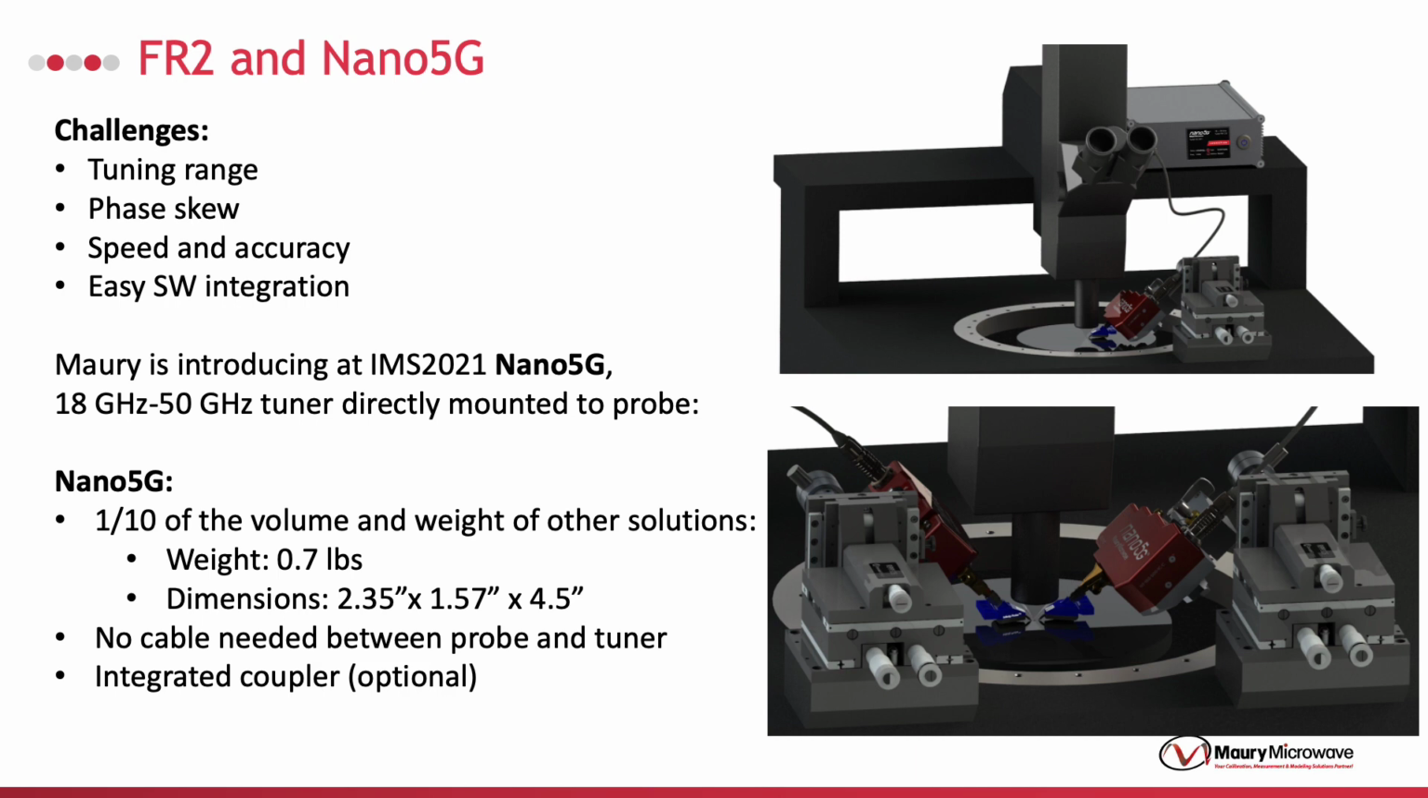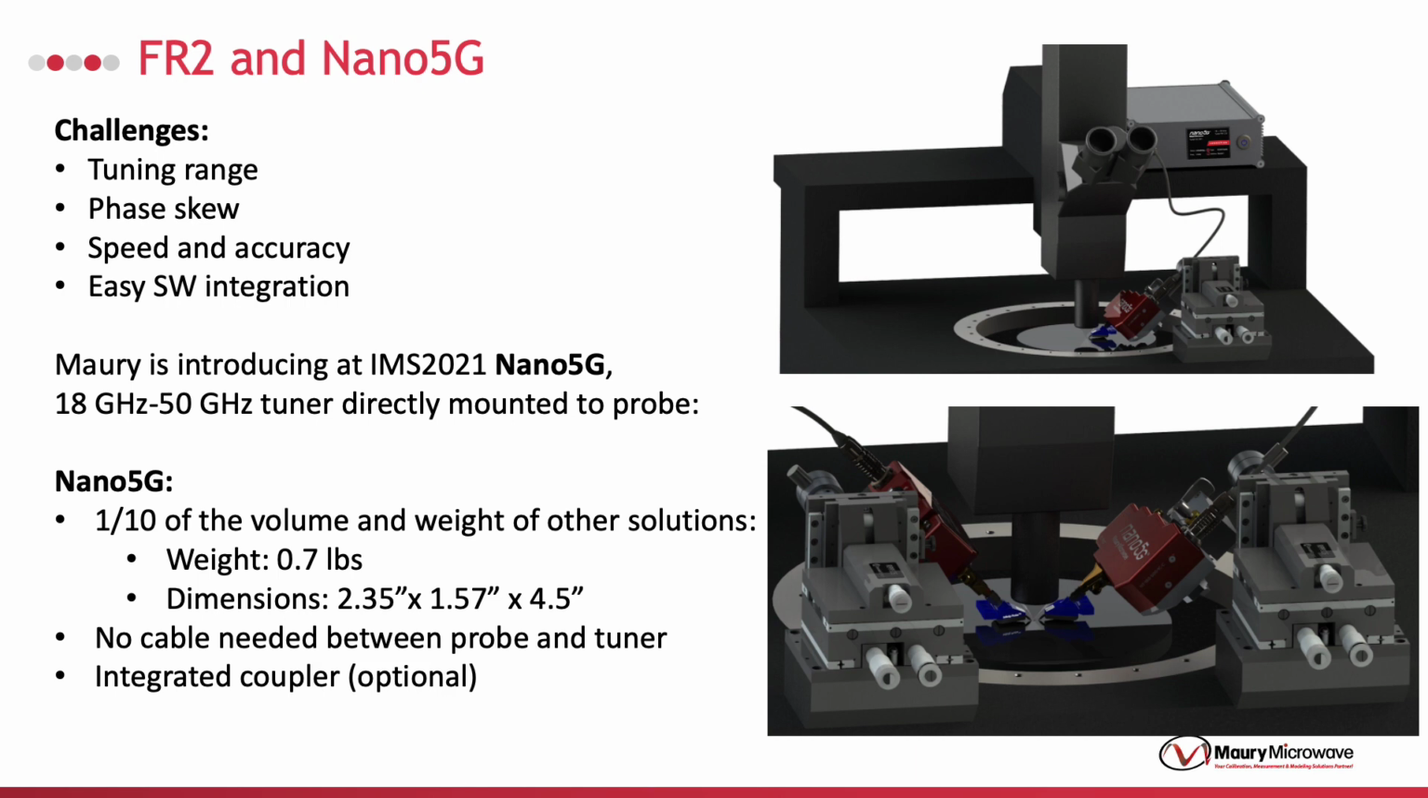reduced size. Nano 5G is as big as an iPhone for reference, with a volume 10 times smaller than previous tuner series. It's the ideal tuner for simple on-wafer integration with a light weight of 0.7 pounds, without worrying about zoom interference, vibration, and usage of cables between the tuner and the DUT.